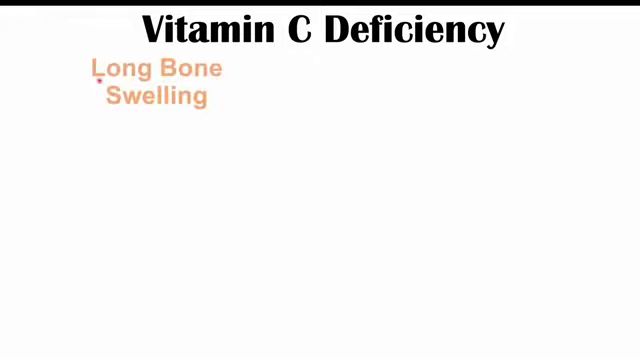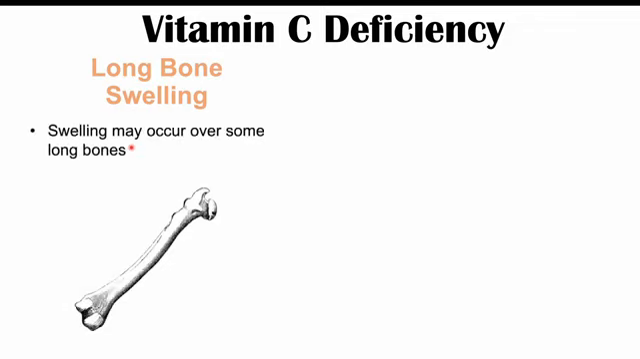We can also see issues with long bone swelling. This is going to occur in more severe cases of scurvy. So swelling may occur in some cases over long bones. So we can see perhaps on the femur, the long bone in the upper leg.